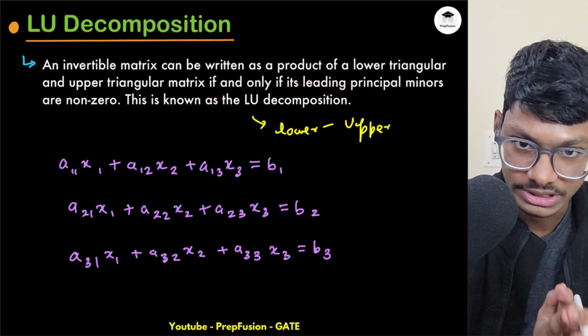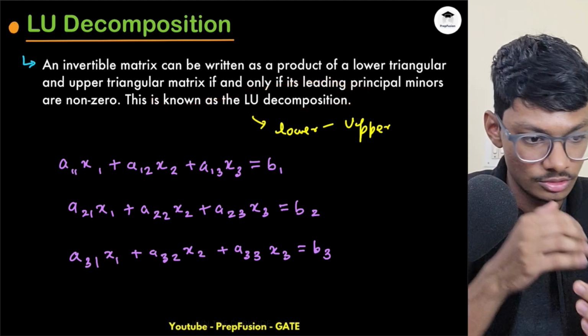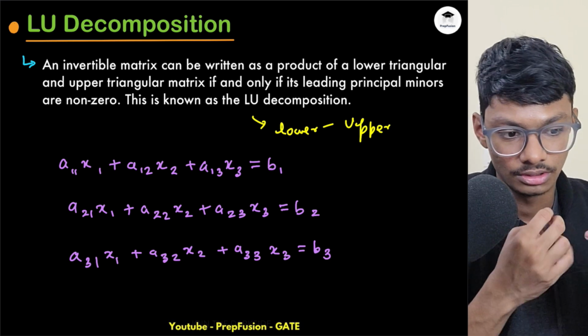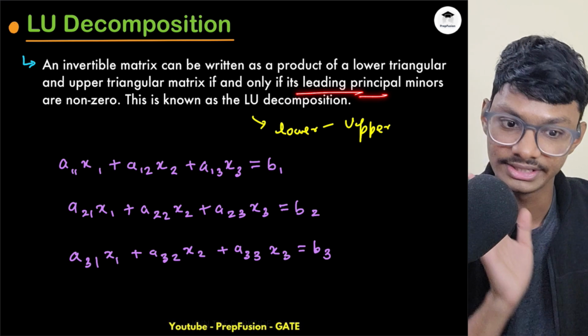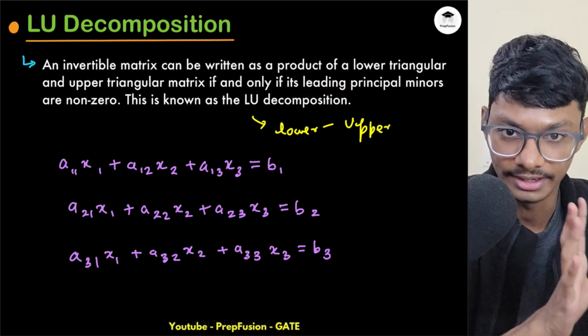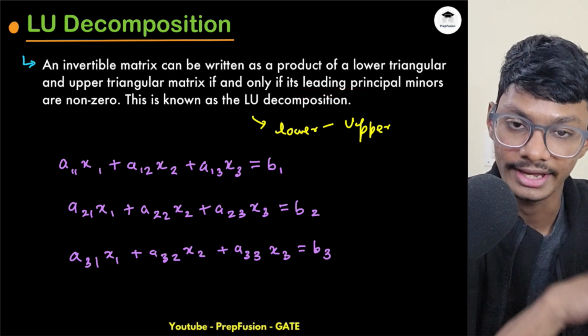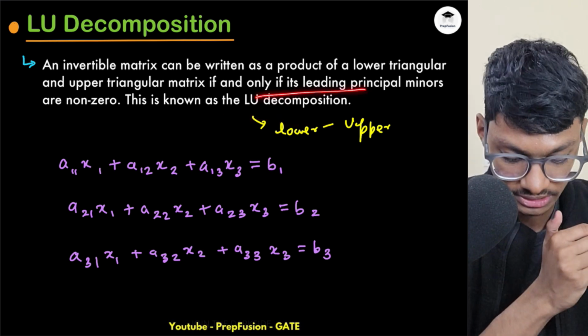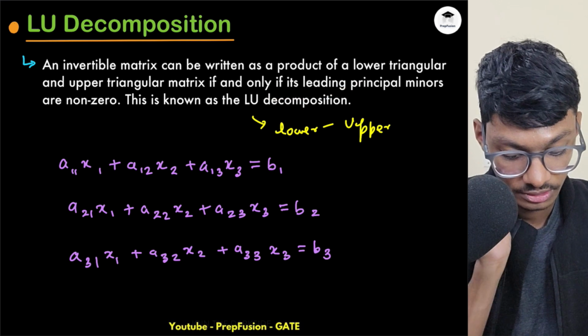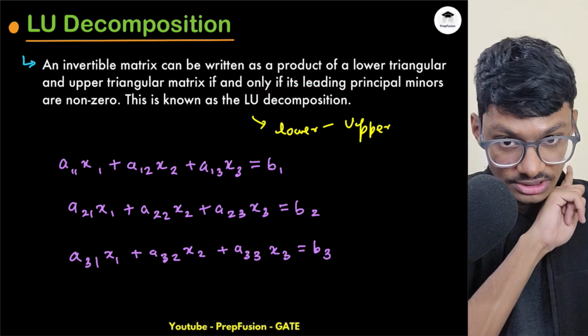Now in the question, if they have told you to solve using LU decomposition, and it can be only solved with LU decomposition, then obviously this condition will already be valid. You don't have to check this condition in the examination hall. You don't have to waste your time. You can directly solve using LU decomposition. I'm just telling you when this is invalid. If one of the leading minors is 0, then this is invalid.